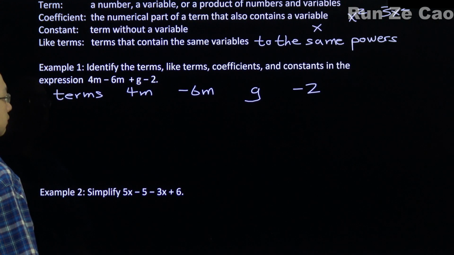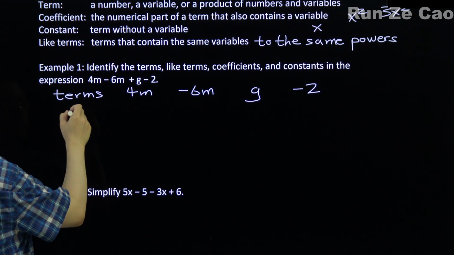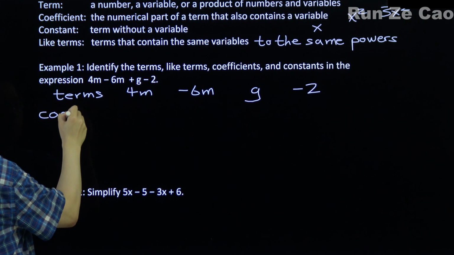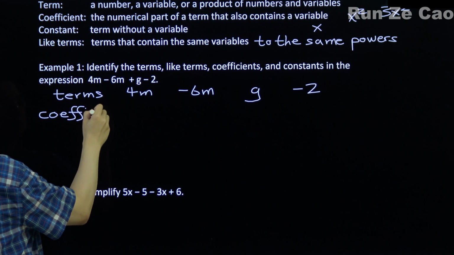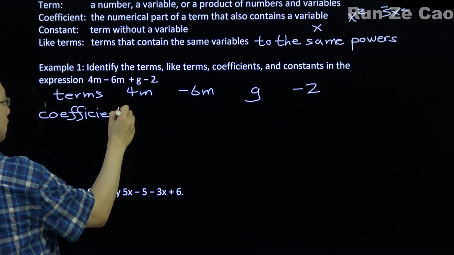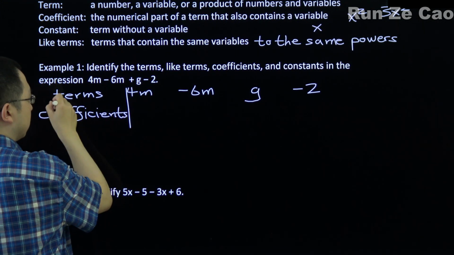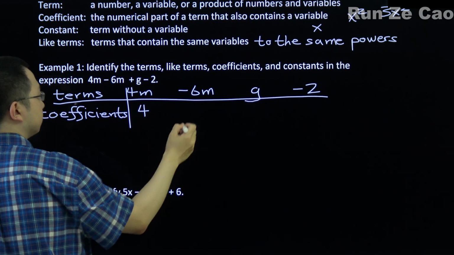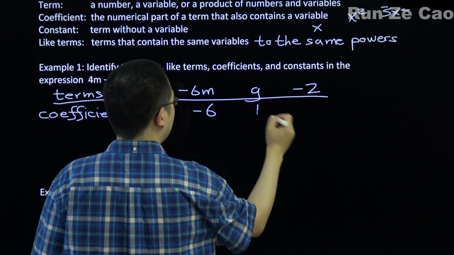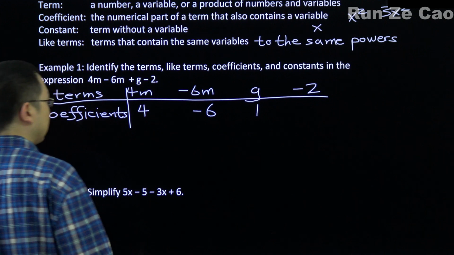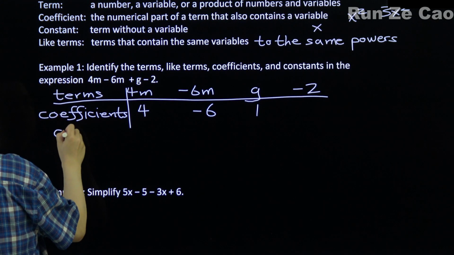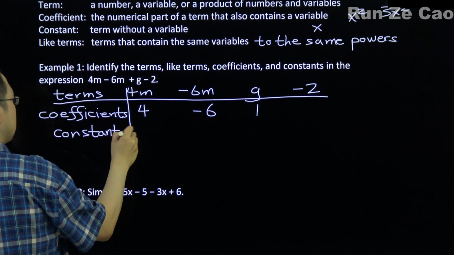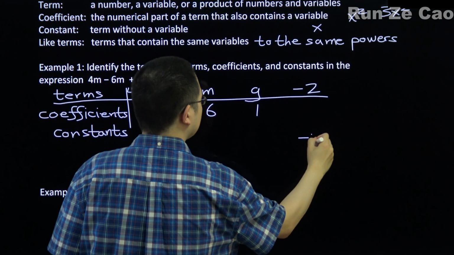Now, coefficients are, in this little table of ours, 4, negative 6, 1, and the last one is a constant. Constant, negative 2.